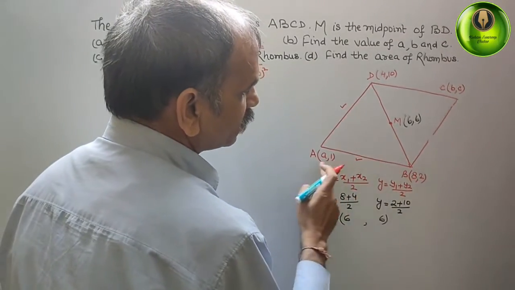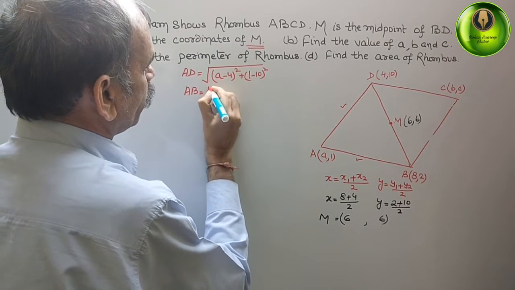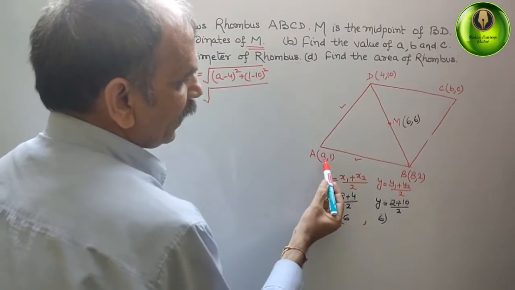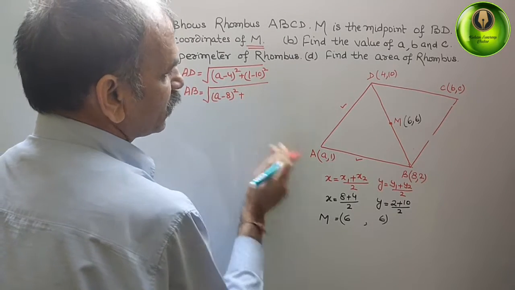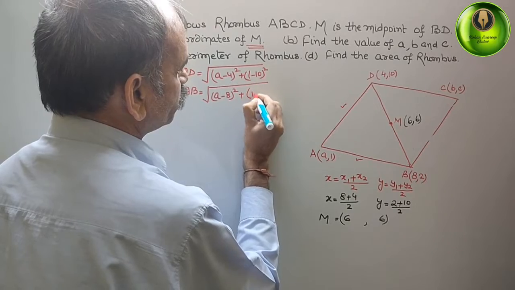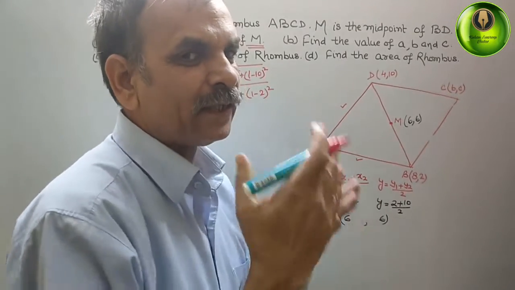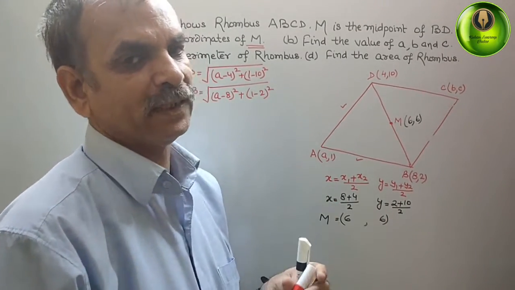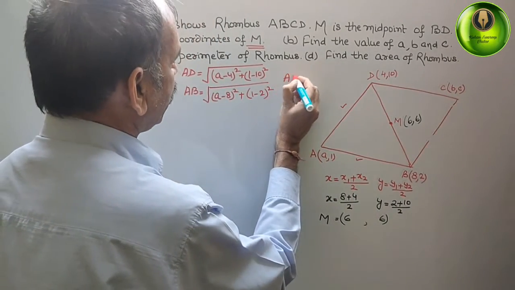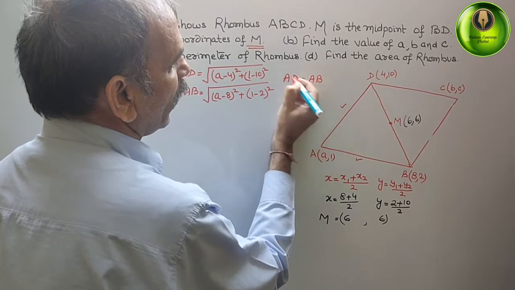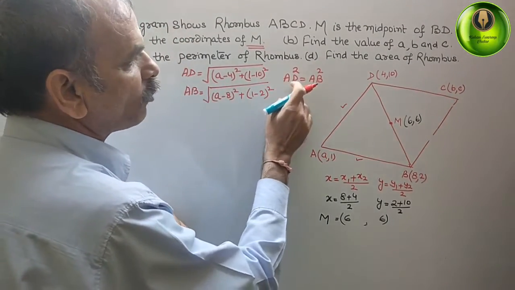Next comes AB. That is root over (a minus 8) whole square plus (1 minus 2) whole square. Next we will do the squaring of both sides, that is, equate them: AD is equal to AB. When we square both sides, the square root goes out.